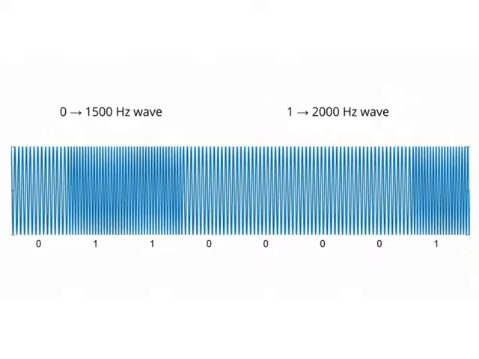Going into more detail on the encoding, we are using a 1500 Hz wave to represent a 0 and a 2000 Hz wave to represent a 1. Here you can see an A encoded in binary.